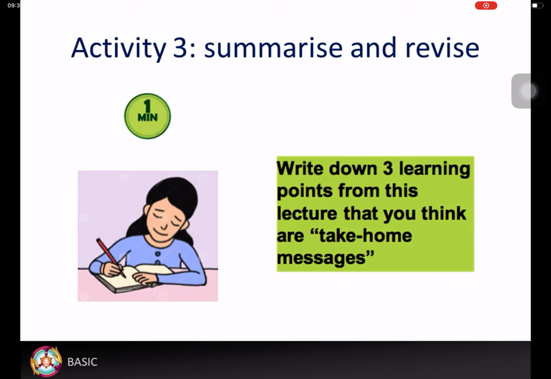Okay, before our final summary, I would like you to write down 3 things you learned from this lecture that you think are important messages. Perhaps things you would tell a colleague who missed the lecture.